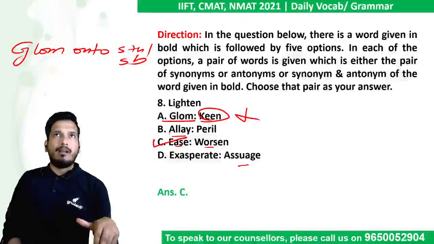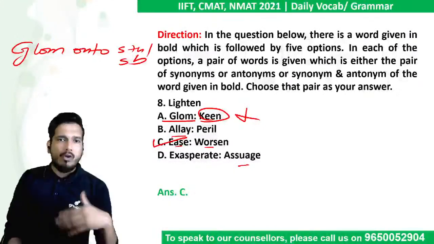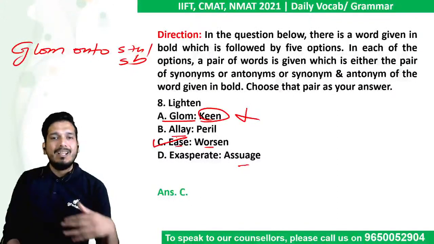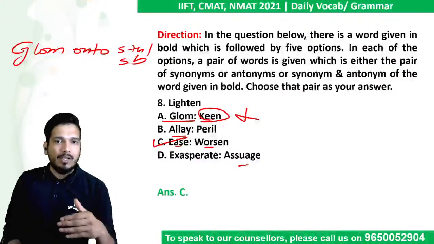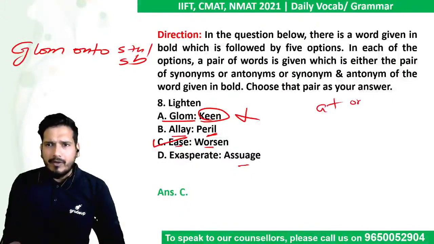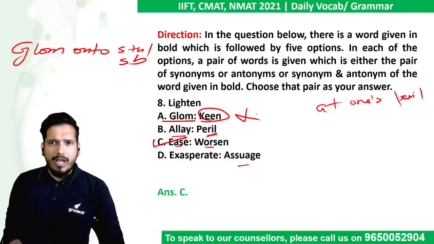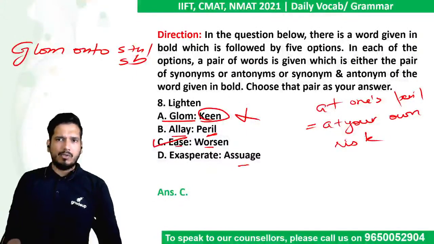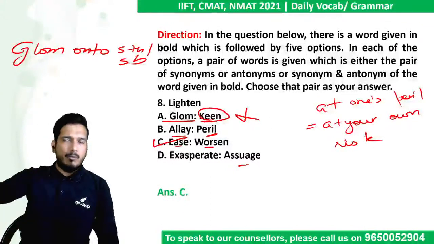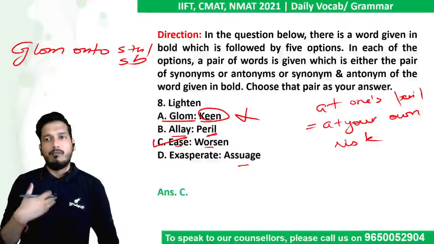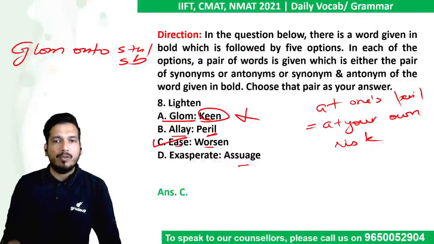Allay means to mitigate. If you allay bad emotions, you give some relief to the person. To allay means to mitigate, to reduce. Peril means disaster. Also, there is an idiom, at one's peril, which means at your own risk. So I can say swim at your own peril. At most places they have this instruction: swim at your own peril. You might die, and we are not responsible to safeguard you.